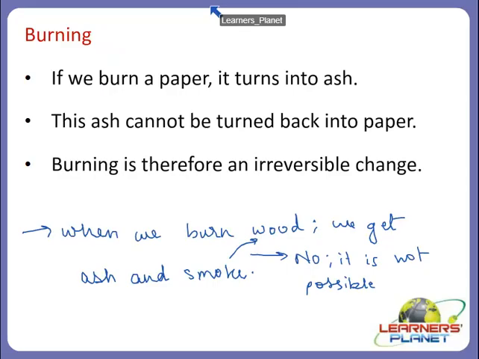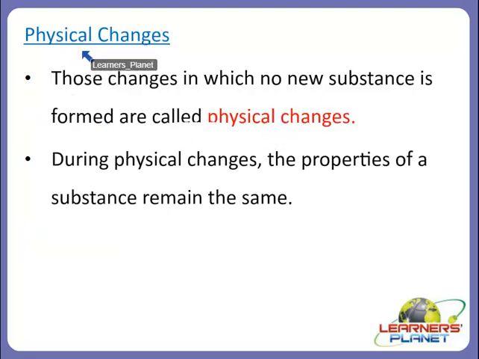Now let us get back to our slides. Yes, we discussed a lot about reversible and irreversible changes. Now let us move on to other interesting topic. Yes, now we will discuss about physical and chemical changes. So what are physical and chemical changes, students? First we will discuss about physical changes. Right, so those changes in which no new substance is formed are called physical changes. And during physical changes, the properties of the substance remain the same.